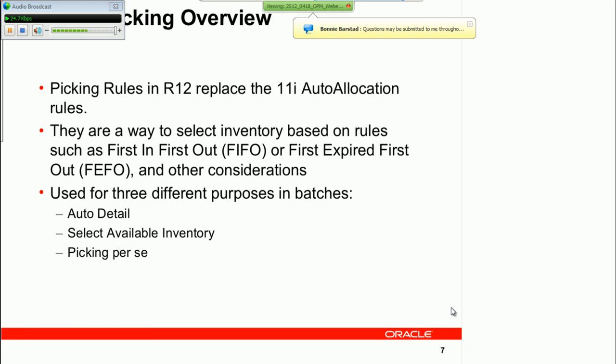So, overview. Picking rules in Release 12. For those of you who are familiar with 11i OPM, the picking rules replace the auto-allocation rules that we had in 11i. They're a way to have the system automatically select inventory based on rules such as first in, first out, FIFO, first expired, first out, FEFO, and other considerations that we'll talk about in a little while.